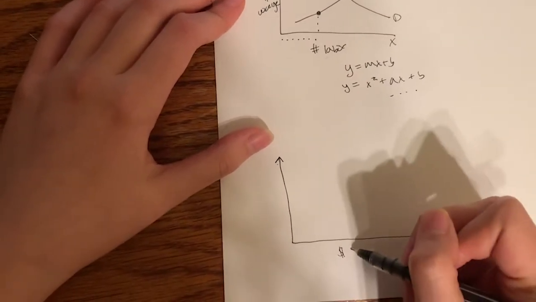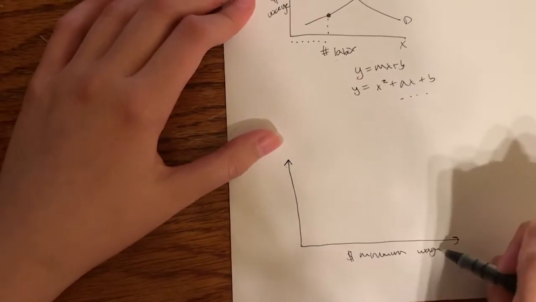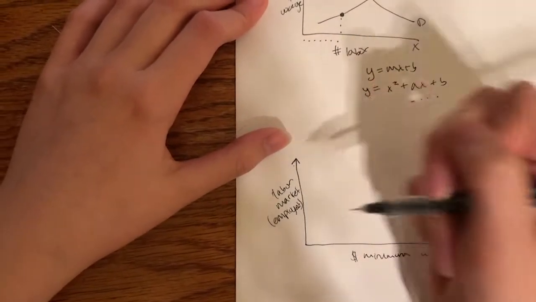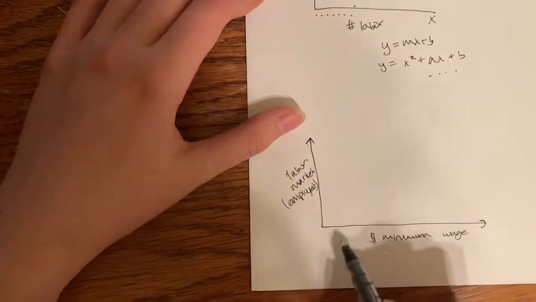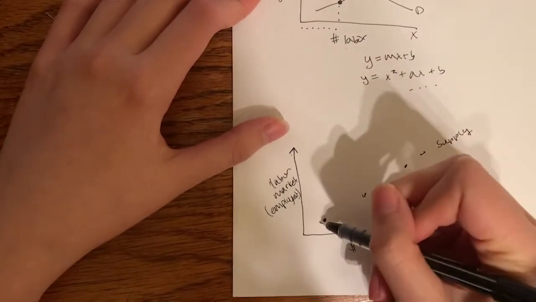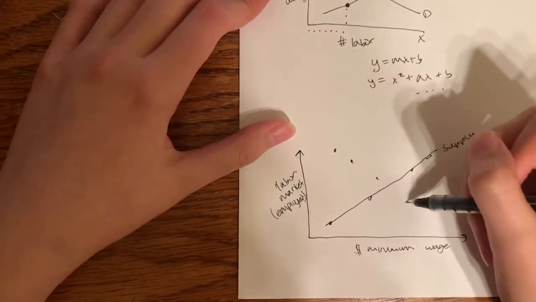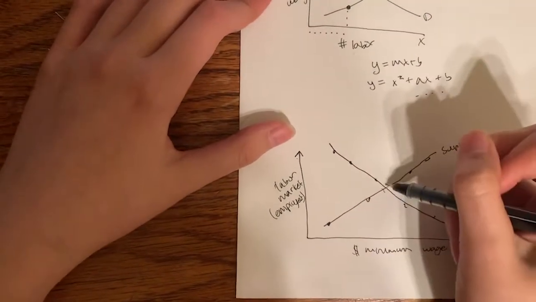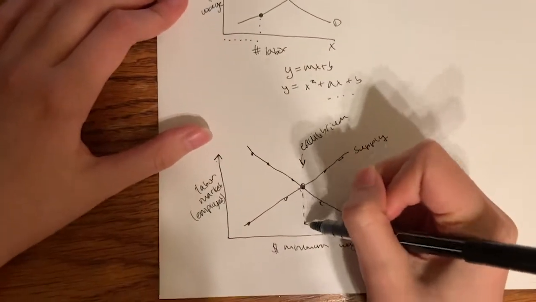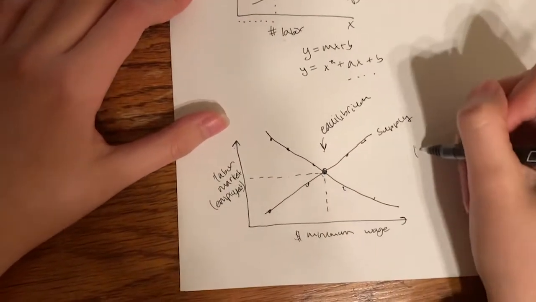You put the minimum wage on the x-axis because it's the most independent variable, and you figure that employment is going to most depend on the minimum wage, right? And so you graph it, and as the minimum wage goes up, people are going to want to work more. And you figure that it's the opposite relationship for the demand. And then you have this perfect equilibrium, right? This equilibrium is right where the supply-demand curves cross.